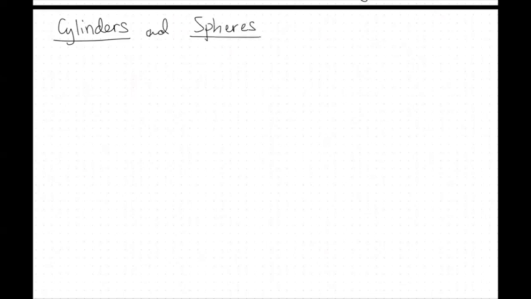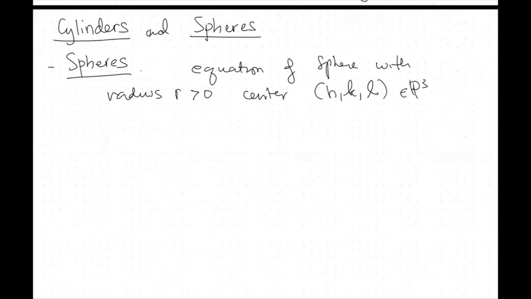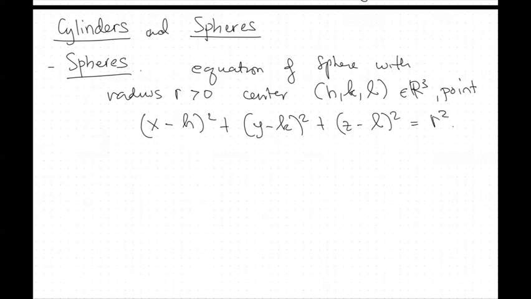I will go with spheres first. The equation of the sphere with radius r greater than 0 and center (h, k, l), a point in R3, is (x minus h) squared plus (y minus k) squared plus (z minus l) squared is equal to r squared.